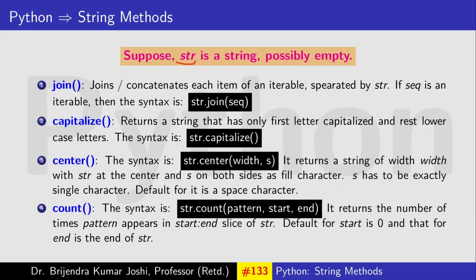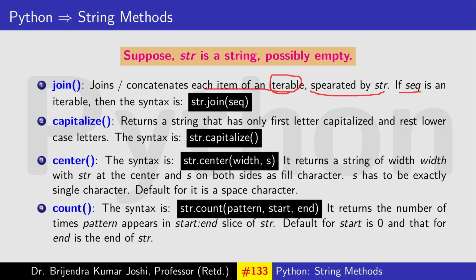Suppose str is a string, and it may be empty as well. It is valid for an empty string as well. So what does join do? It joins or concatenates each item of an iterable, separated by str. If seq is an iterable, it means we can access its elements by providing some index, or we can access all elements in a countable fashion. Then the syntax is str dot join, and within the parenthesis seq.